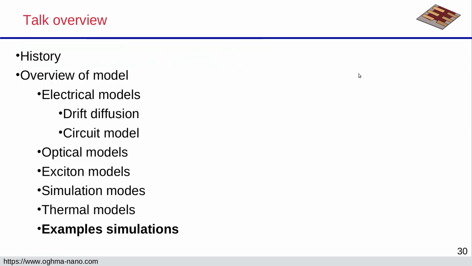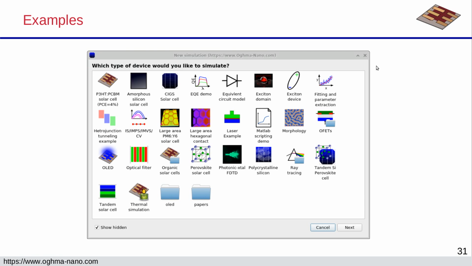And then example simulations. I think I'm going to end here. There's lots of example simulations in the model. So if you want to, you can start off with a simulation that somebody else has already made. That thermal simulation that we're looking at is there, at the bottom left. The exciton simulation I was talking about is there as well. So you can play around to your heart's content.